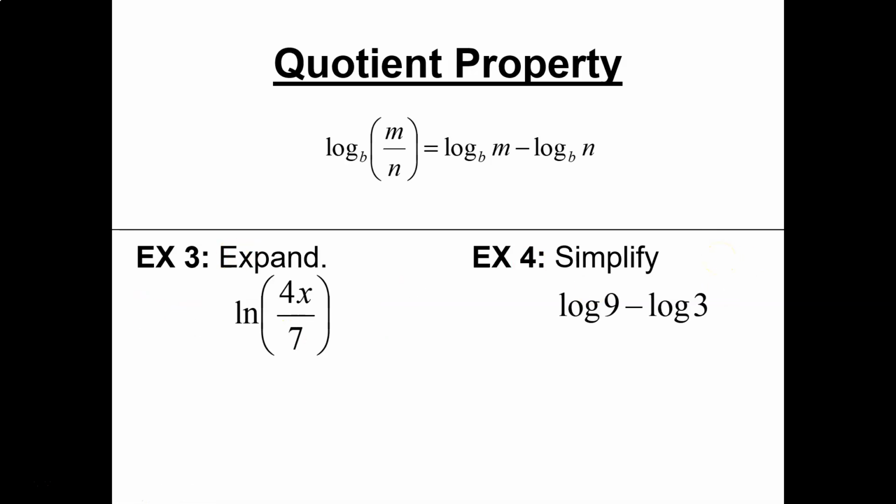All right, let's look at the next property, which is our quotient property. Our quotient property is really similar to the product property, except division is going to be separated by a minus sign whenever we break it apart. So what we would do here for this natural log of 4x over 7, it's asked us to expand. We are going to break it into natural log of the top part minus natural log of the bottom part. So we will have natural log of 4x minus natural log of 7.